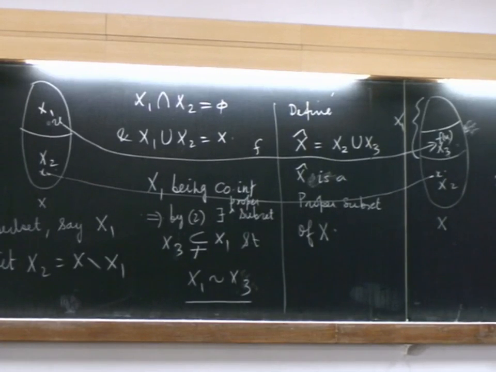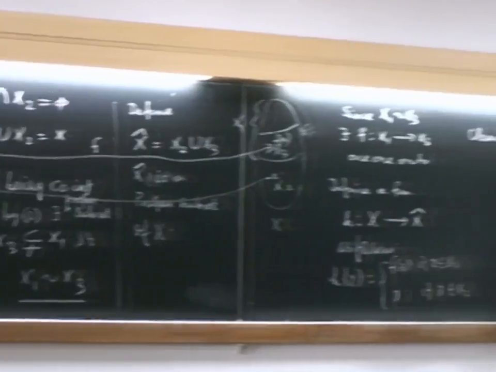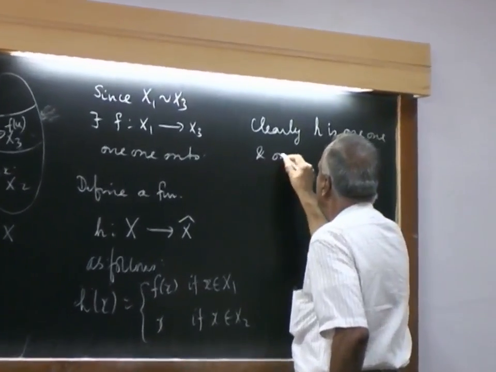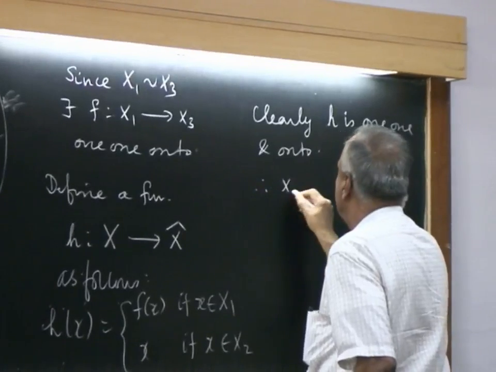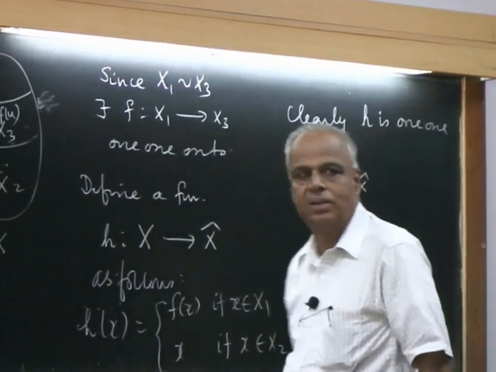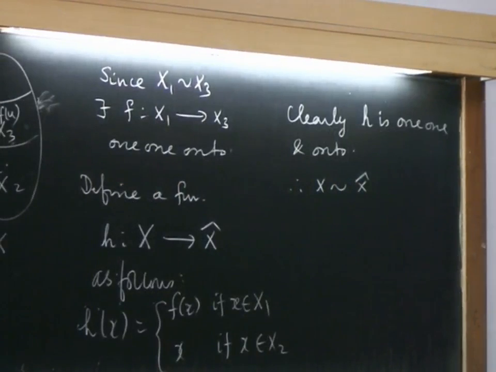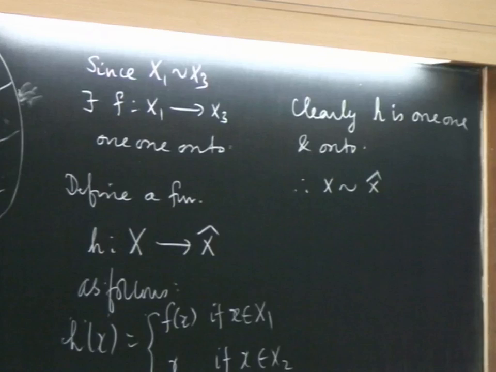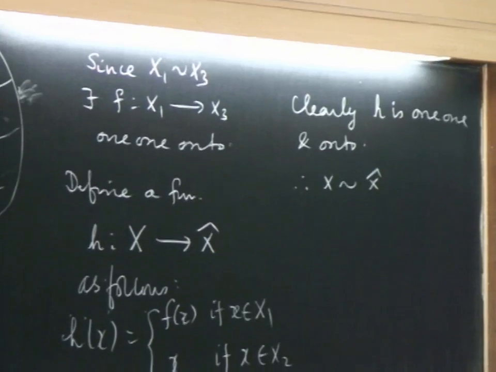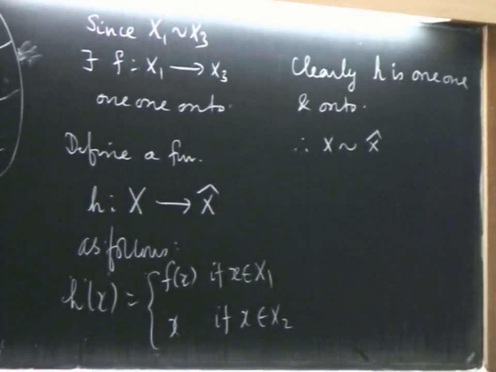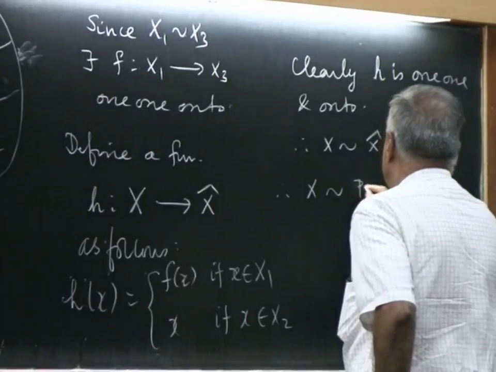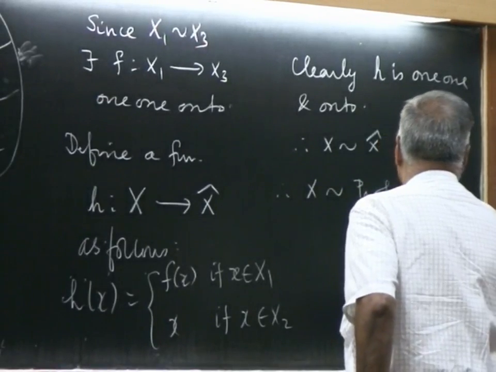So clearly h is 1-1 and onto, and therefore x is equivalent to x hat. There is a 1-1 onto function from x to x hat, and therefore x is equivalent to x hat. But x hat is a proper subset of x, and therefore x is equivalent to a proper subset of x. X is equivalent to a proper subset of x.